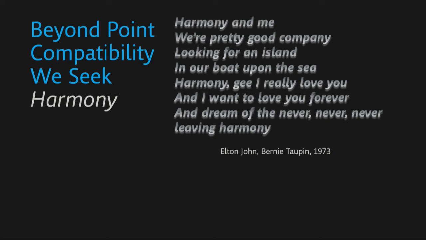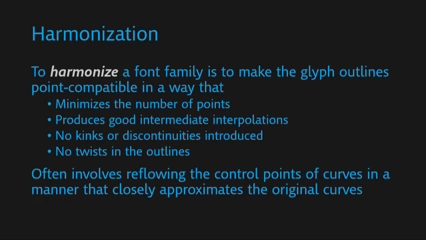So a long time ago, 1973, before many of you were born, Elton John came up with a song about harmony. It's one of the few songs about harmony. And it says, "Harmony, gee, I really love you, and I want to love you forever." So we've been spending a lot of time lately trying to achieve harmony.